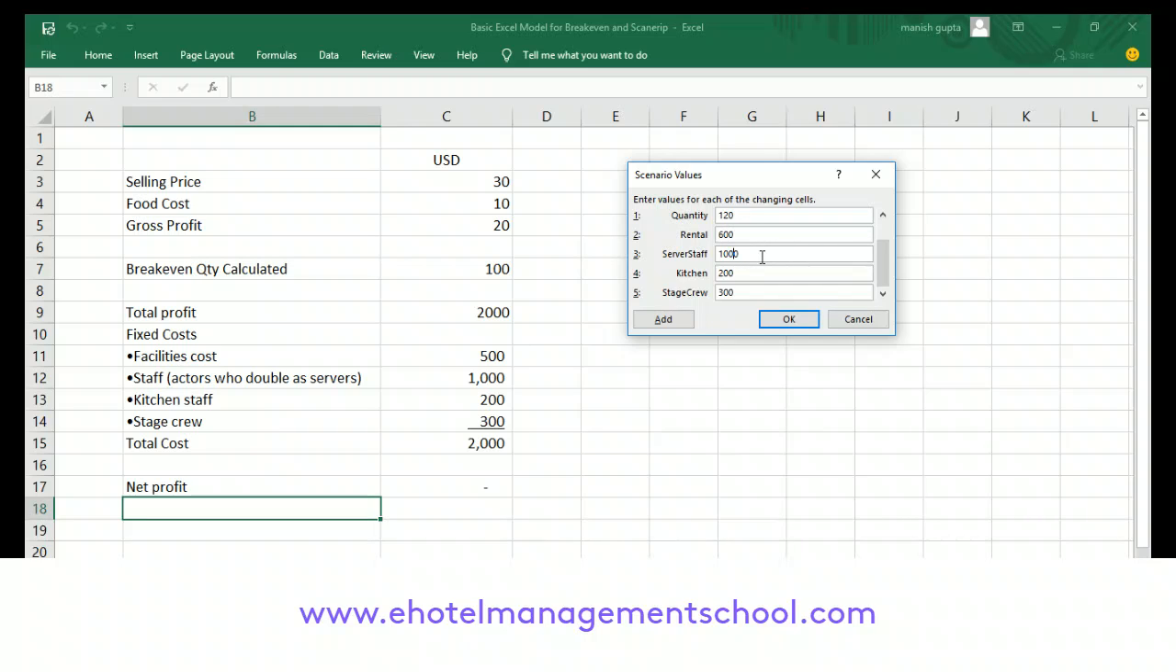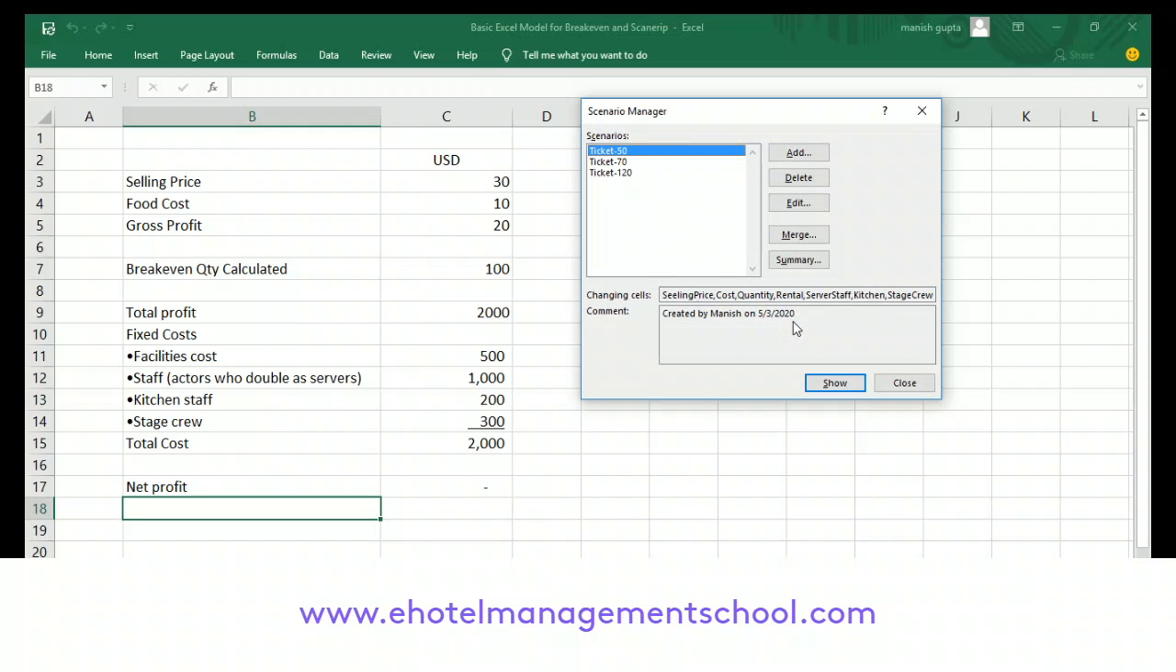Serving staff also increases to maybe 1200. Kitchen staff may also need to cook more, 250. Stage crew remains the same. So let's put it in now, click OK. So now you have three scenarios, right? So what you can do is click on the summary to see what the impact is.